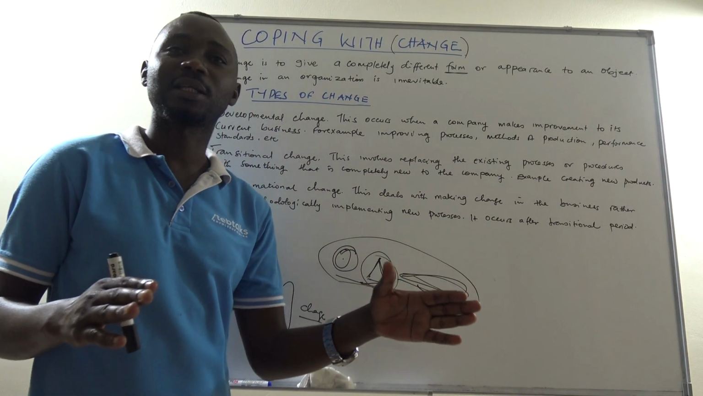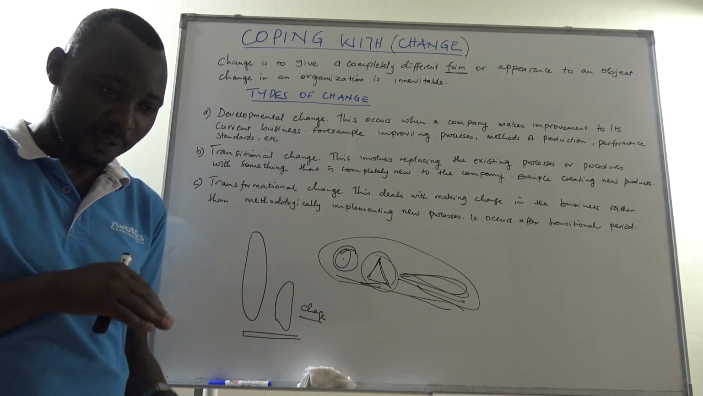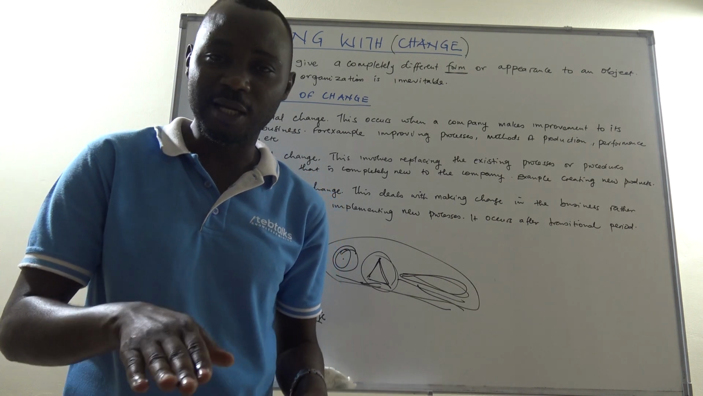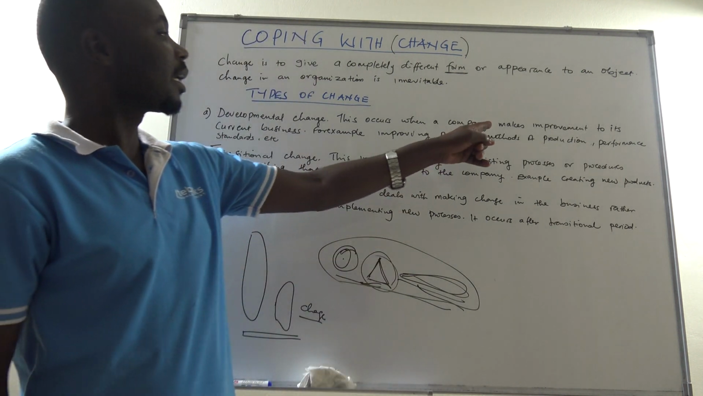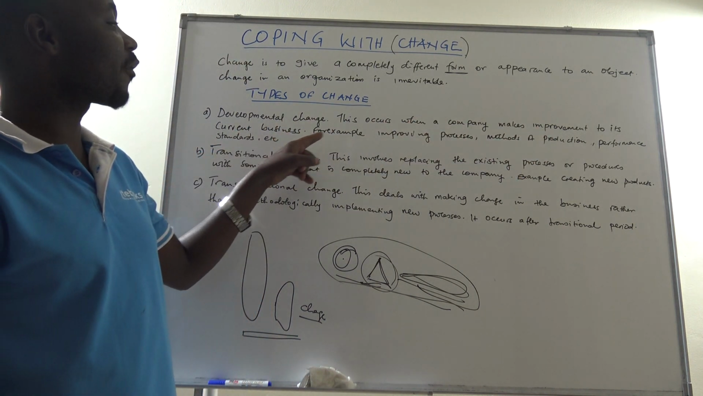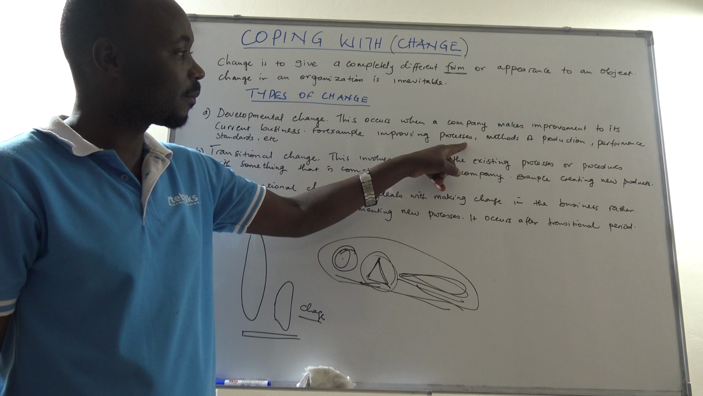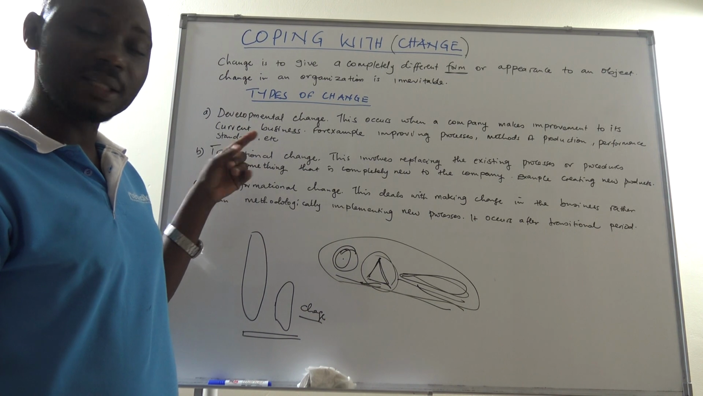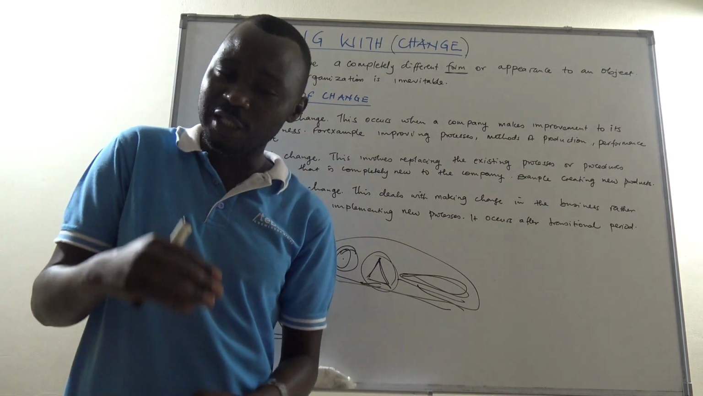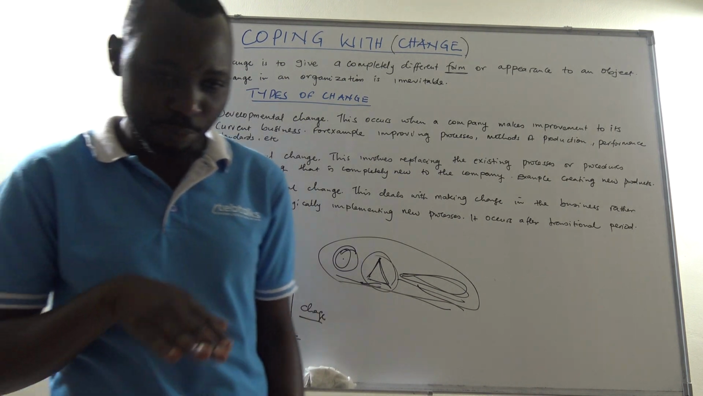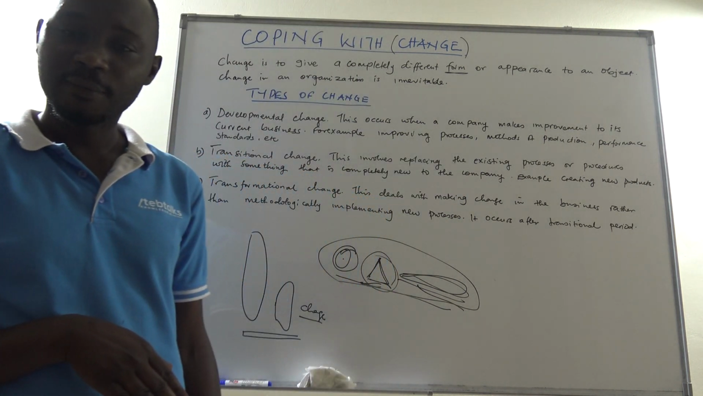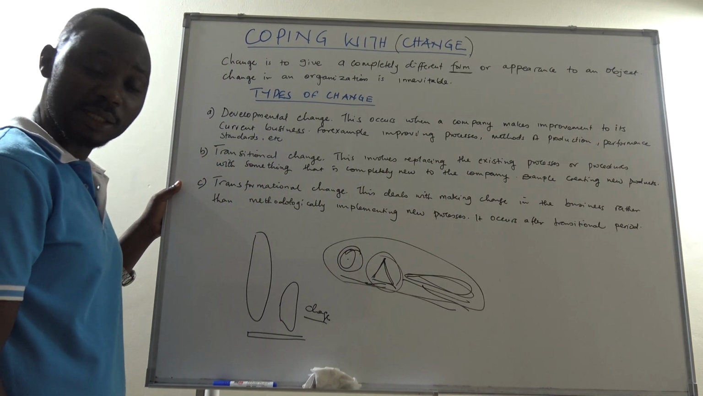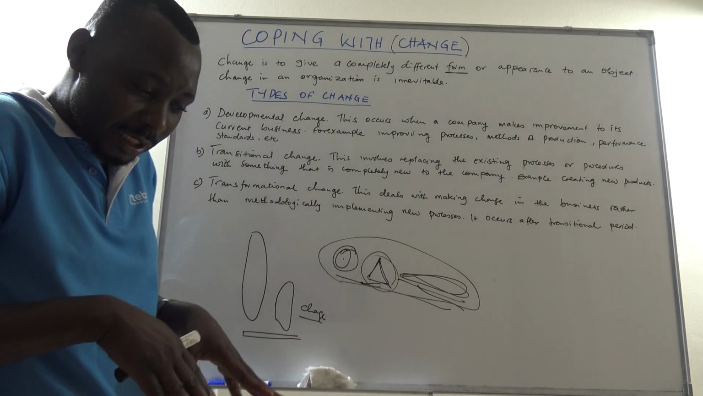You are looking at development, leaving the state you are in to another state, leaving the level you are in to another level, meaning you are not stagnant, you are moving forward. That's why I'm saying a company makes improvement to its current business. For example, improving processes of production, methods of production, performance standards, etc. How is the product performing? If you see that the product is performing this way and you want an improvement, then you change. So this is developmental change, where the company makes improvement to its current what? Business. You improve. The product has been improved.